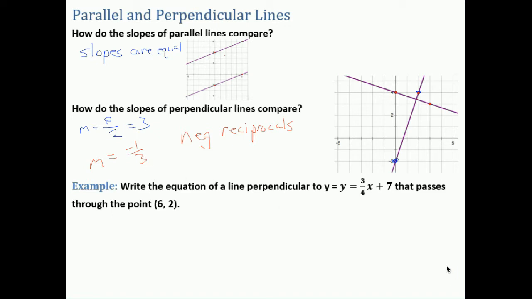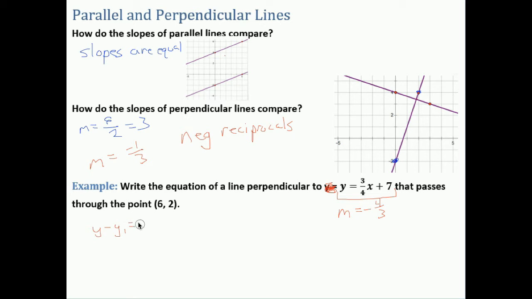So here's an example for us where we use this. Write the equation of a line perpendicular to y equals 3/4 x plus 7 that passes through the point (6, 2). Well, the information that we get from this is the lines are perpendicular. This slope is 3/4, so the slope of the line that we want is going to be the negative reciprocal. So we want to change the sign and do the reciprocal. So the slope that we want is negative 4/3, and now we have the slope and a point, and we can go ahead and do point slope form again.